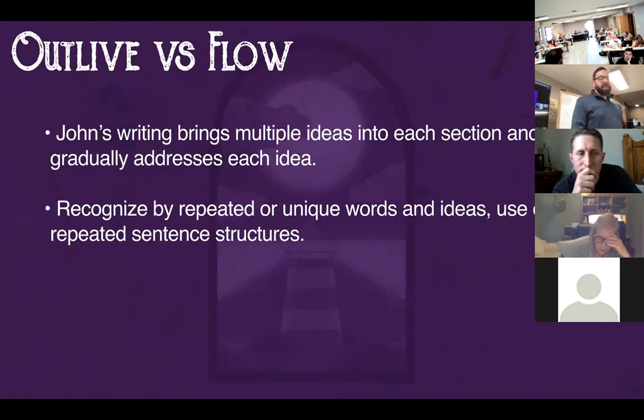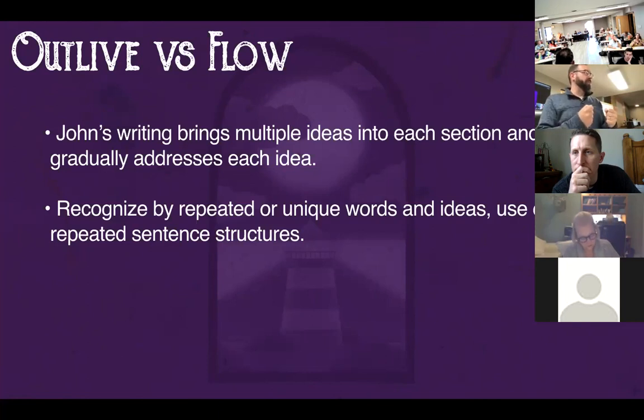So what I mean by gradient is that in John's writings, he's bringing multiple ideas into each section, and he gradually addresses each one. Like he started with fellowship, and, hey, we've seen, we've touched, we've heard this guy, and we have fellowship with him and the Father. And then he's like, oh, I need to talk about how we have that fellowship with him. Well, God is light and there's no darkness. And if we say we have fellowship with him, he's going slowly into the next section.